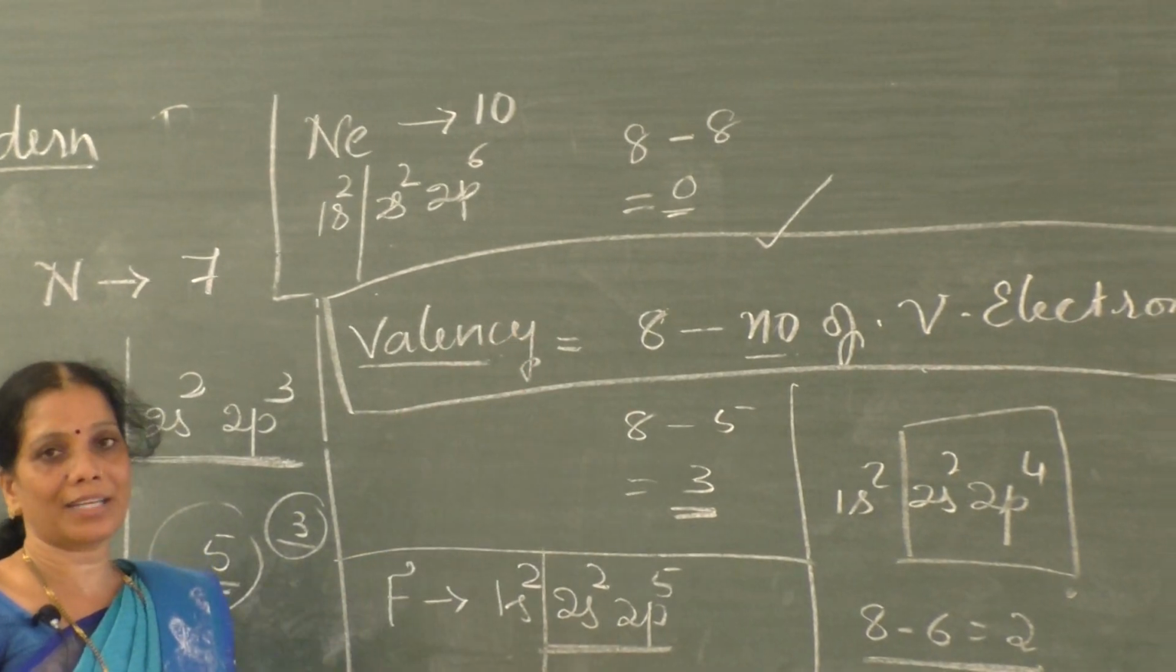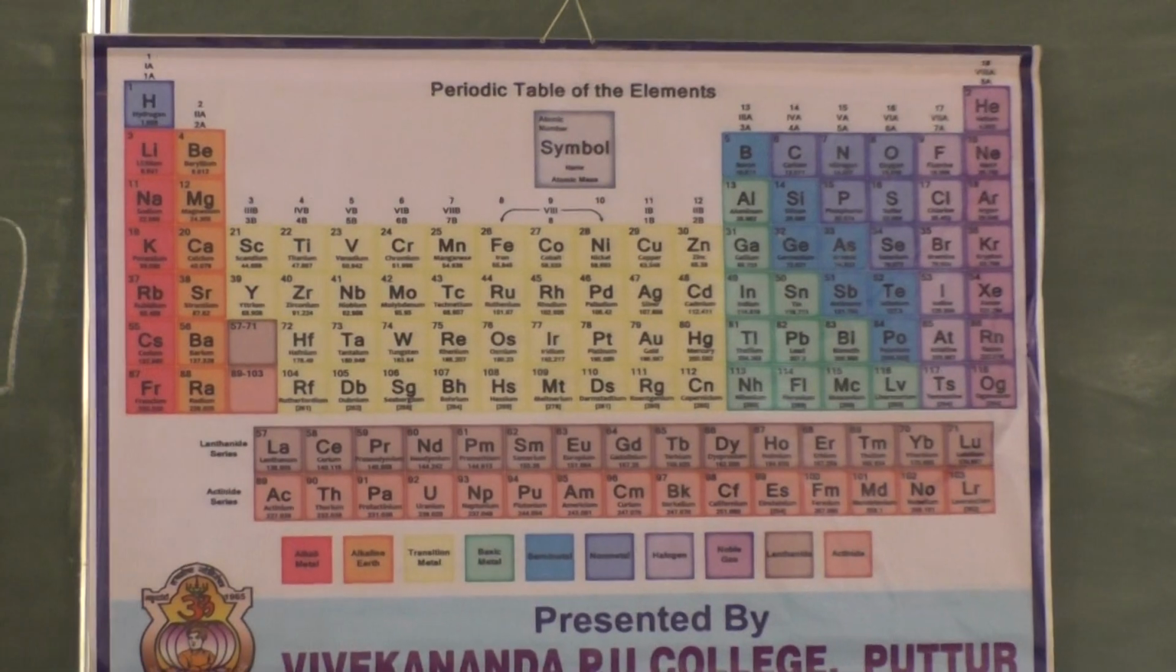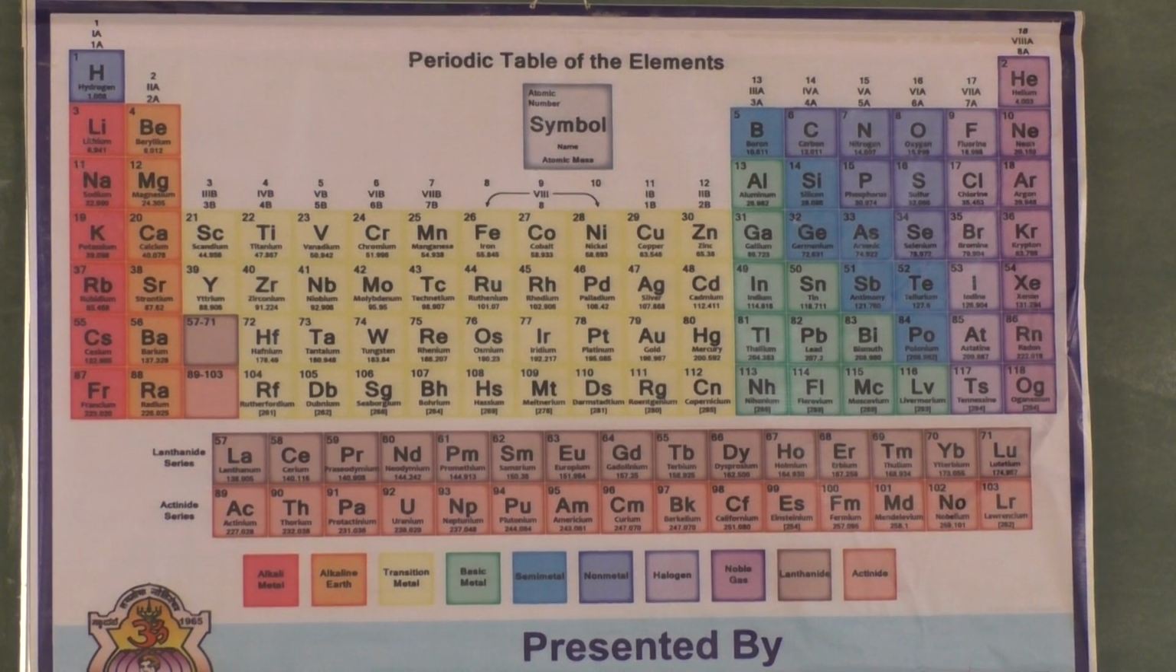Just observe the periodic table for 1 minute. Just recall what we have studied now about the variation of the valencies along the period.